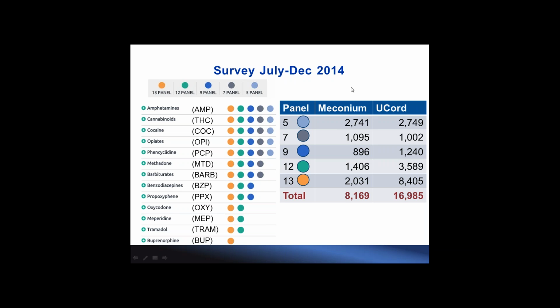I do want to say the limitation of this survey is that we don't know if the meconium and umbilical cord samples are matched when we do the survey. Very unlikely they're coming in as matching samples. However, we do think that this number is so big that the survey results are well represented.